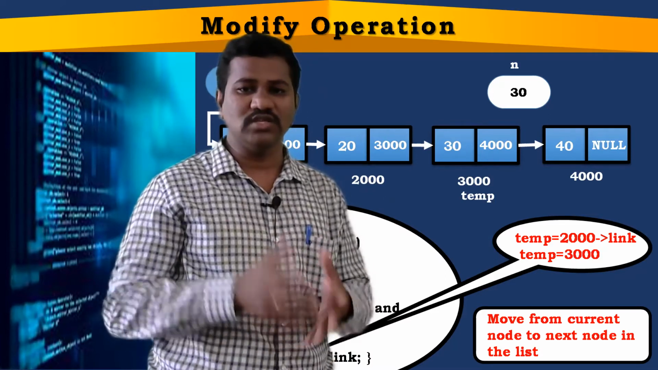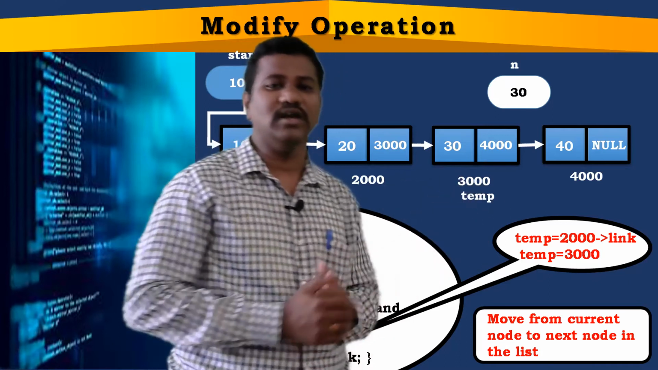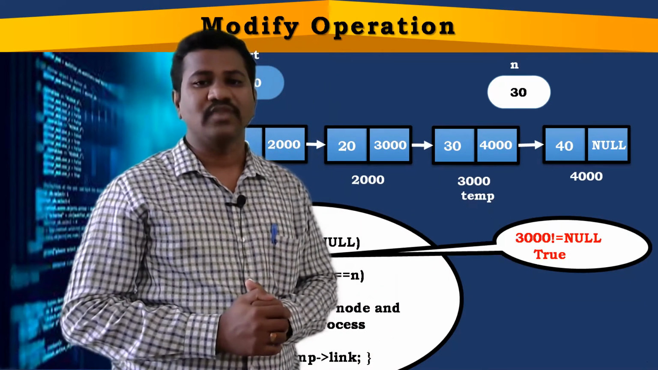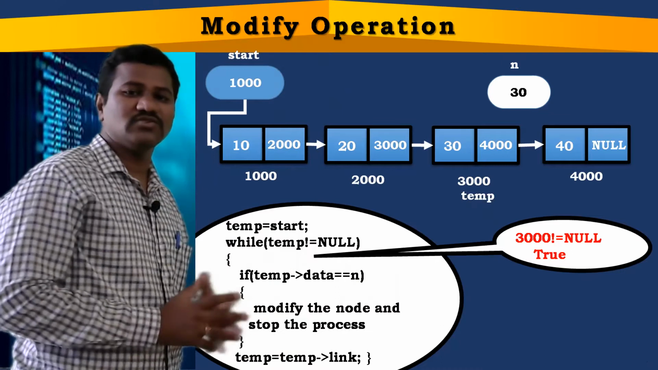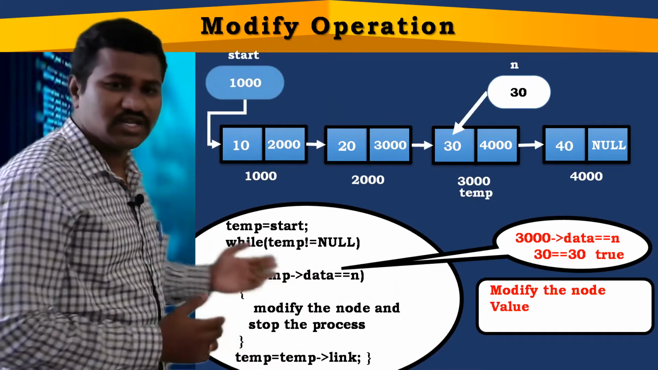We'll be having 3000. 3000 is going to be temp. Temp goes from 2000 memory location to what? 3000 memory location. And after that we'll be going with the while loop. The condition 3000 not equal to null is going to be true, and if that condition is true, it sends us into the while loop.